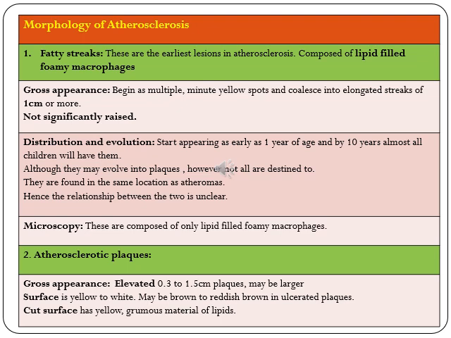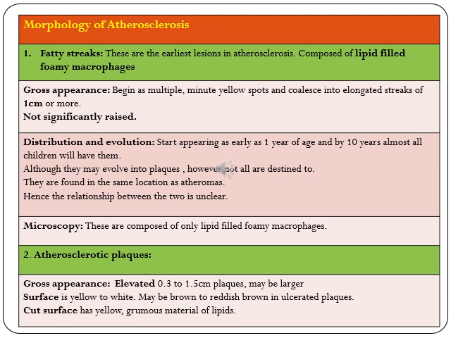Then coming on to atherosclerotic plaques. Grossly, these lesions are elevated, as compared to fatty streaks which are not elevated. They are about 0.3 to 1.5 centimeter, yellow to whitish plaques, and can become larger as they evolve in size. The surface of these lesions will be yellowish to white, and if it becomes complicated by secondary events, then it can also be brownish to reddish brown in color.